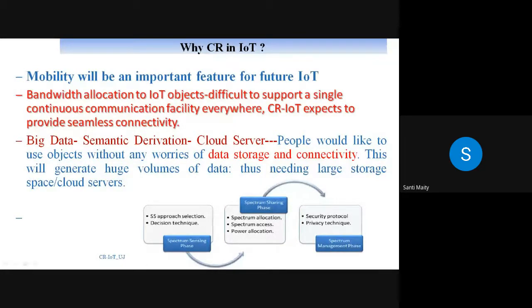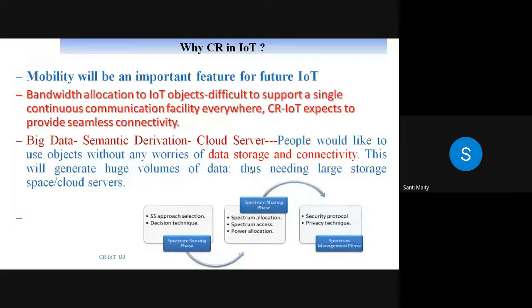So if we look at an IoT object's connectivity, there are three gradual operations. First, it has to make spectral sensing. SS means spectral sensing, and it has to make a decision. Once the spectral sensing is done, based on the knowledge of the spectrum, these channels are free at this time, and the different IoT objects will share the spectrum among themselves. Once these spectrums are shared, the important issue is power allocation. Because in an open environment, several users are communicating. Unless you control the power, interference will be there. The spectrum will be polluted.